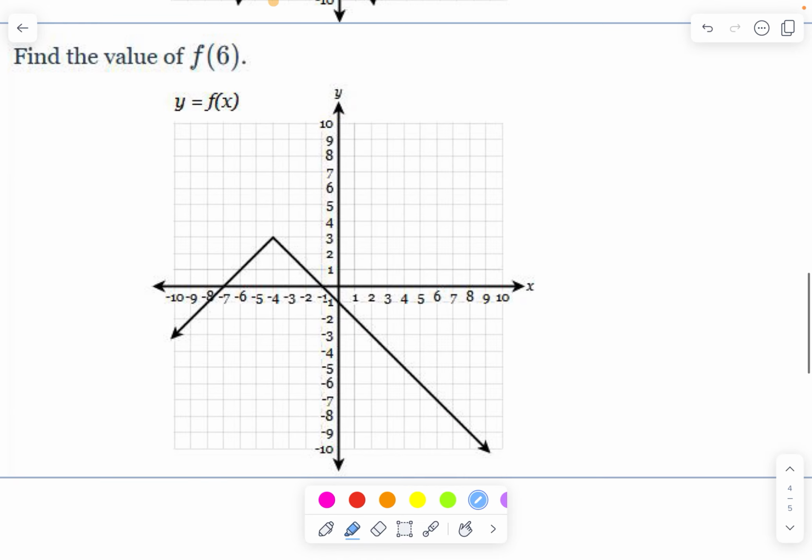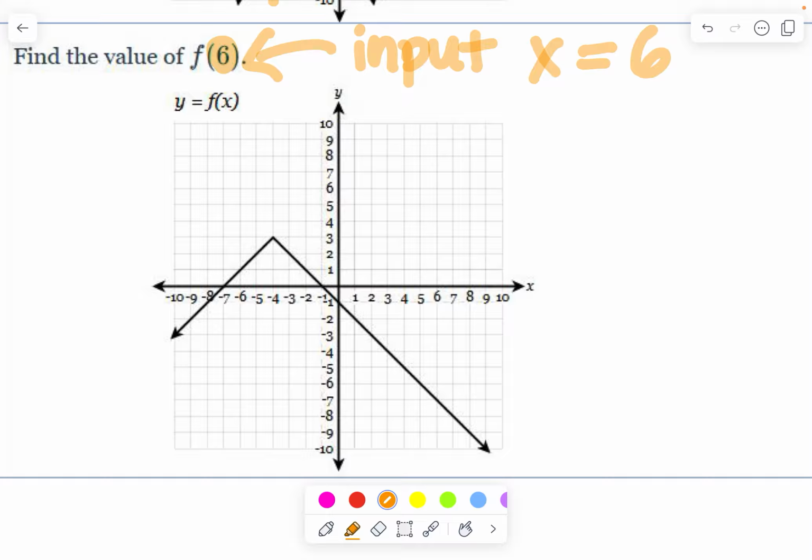Okay, here's our last problem. Totally different graph. Upside down V. What is this? No big deal. We know what to do. We see that it says find the value f of 6. Again, what's inside the parentheses? Inside the parentheses is our inputs. Inputs are our x values, so x must be 6. So when x is 6, what is y?